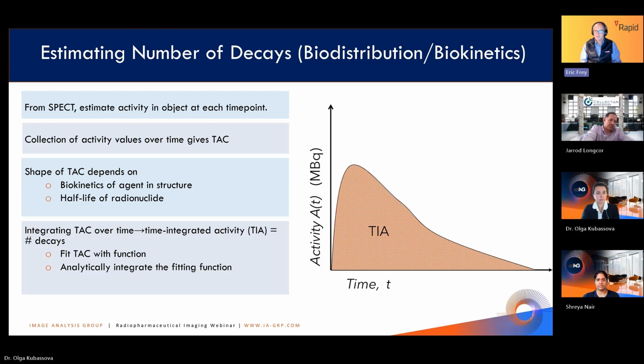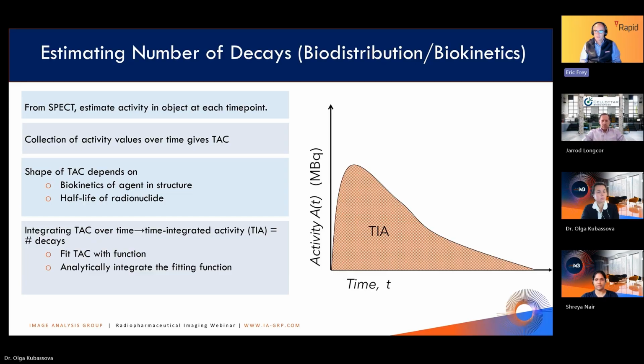The shape of the time activity curve depends not only on the biokinetics, but also on the radioactive decay, the half-life of the radionuclide. And so how you need to space the acquisitions of the quantitative nuclear medicine imaging depends on both those two things, the half-life of the radionuclide and the biokinetics.